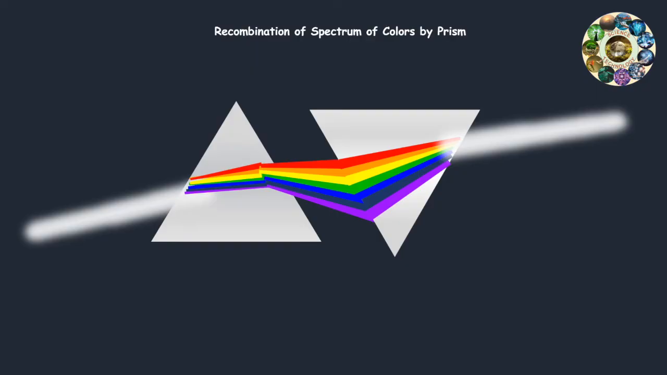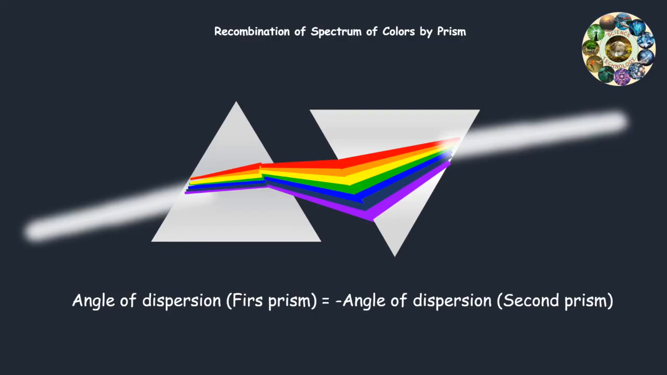In this arrangement, the first glass prism placed on its base disperses the white light into 7 colors. In contrast, the second glass prism placed on its apex receives the 7 colors of the light and recombines them into the white light. Here, the refracting surfaces of the second glass prism are in the opposite direction to the refracting surfaces of the first glass prism. So, the second glass prism is able to recombine the spectrum of colors, as the angular dispersion produced by it is equal and opposite to the angular dispersion produced by the first glass prism.